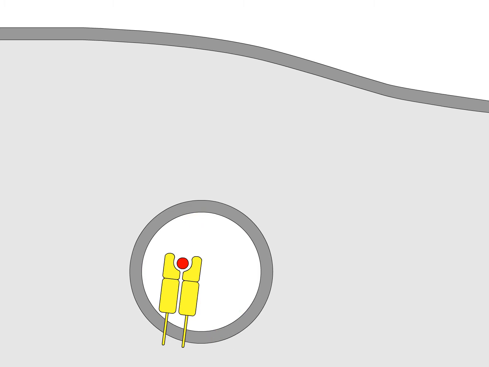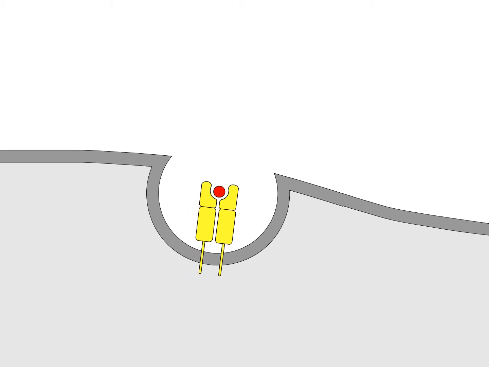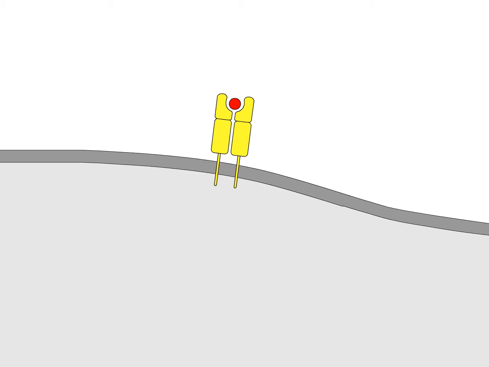The MHC class II peptide complex is then transported to the cell surface, where it can be recognized by the antigen receptors of CD4 T cells.